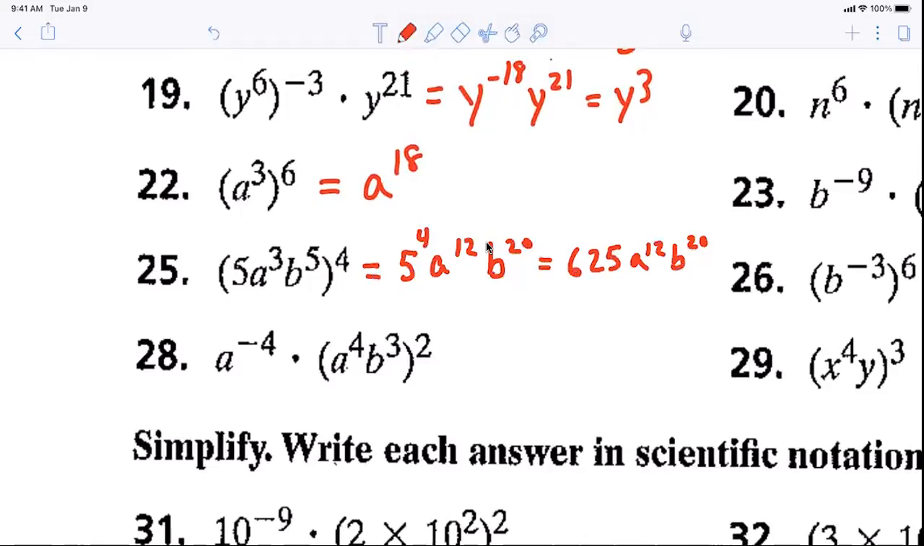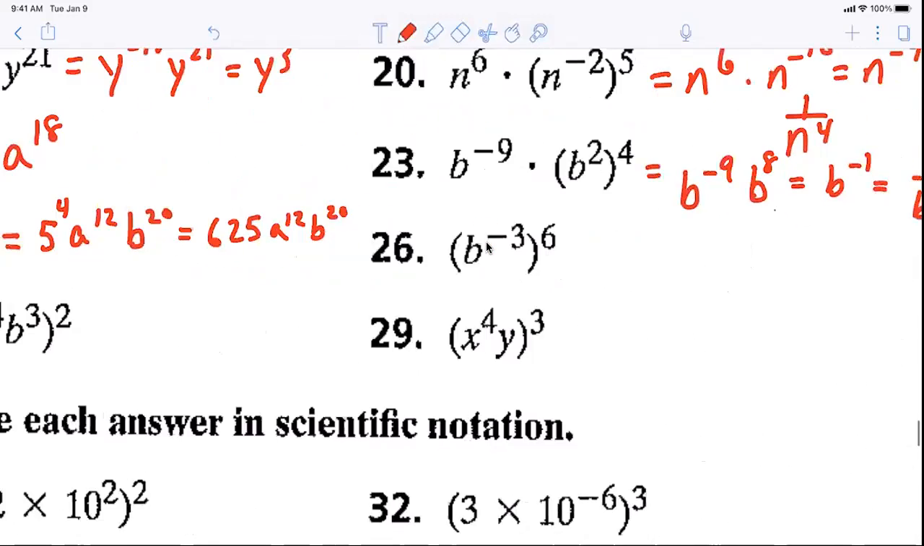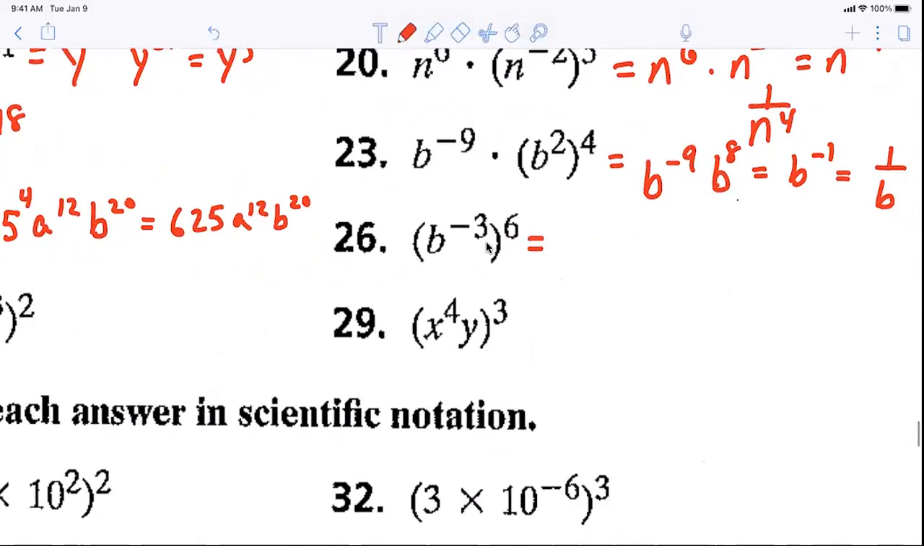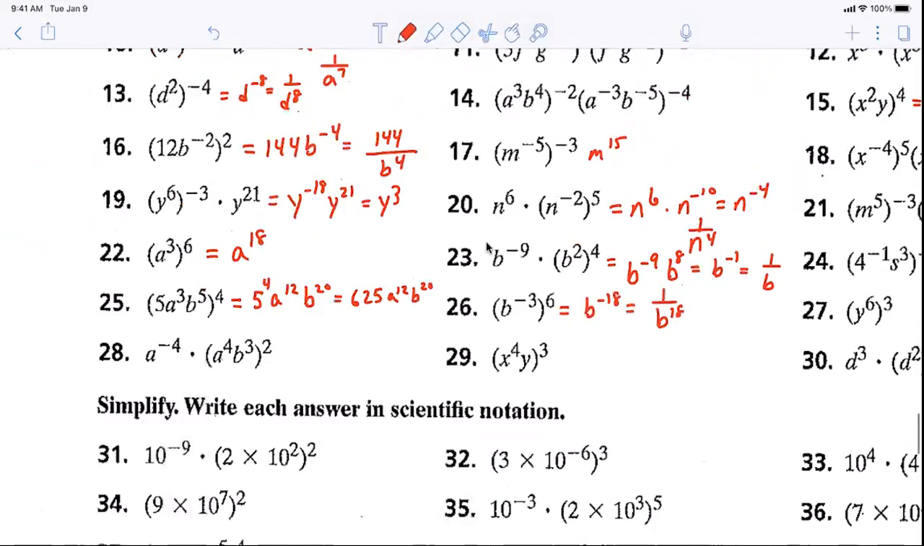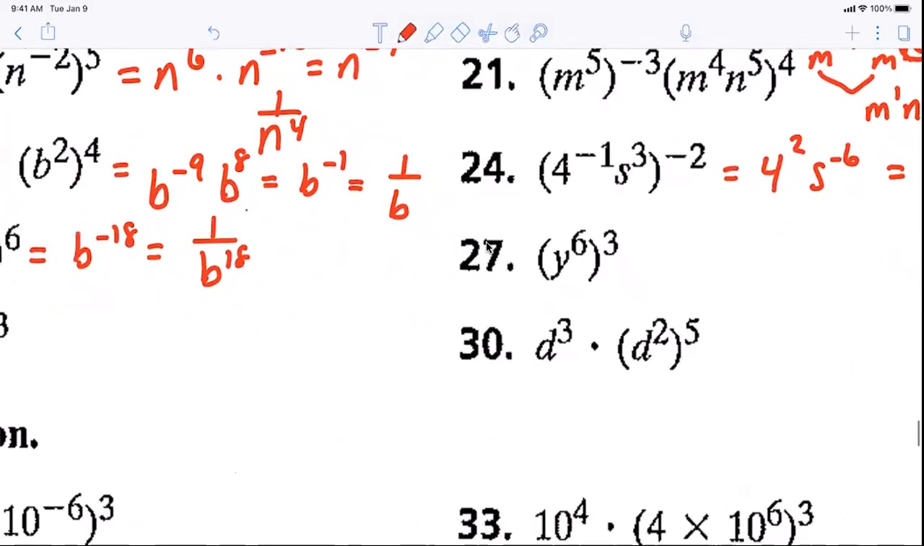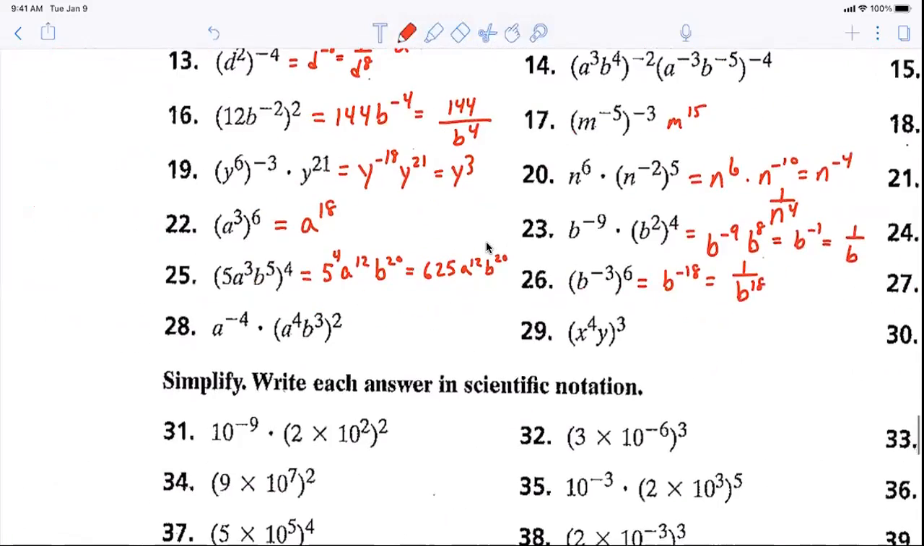One minor mistake. All right, Ms. Cussel, you're up. b to the negative 18, which is the same as 1 over b to the 18. Very nice. I'm happy today. All right, Ava. y to the 18. Easy, easy. Good job, girl.